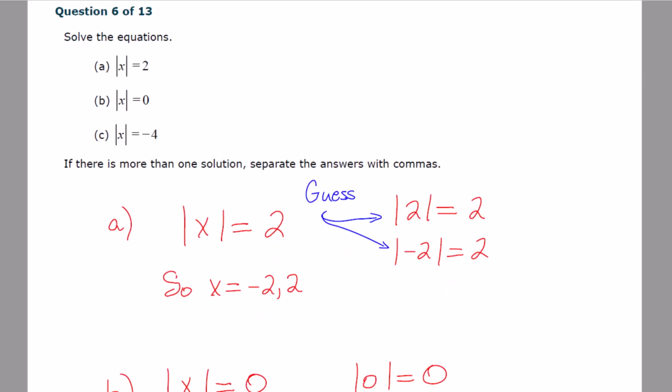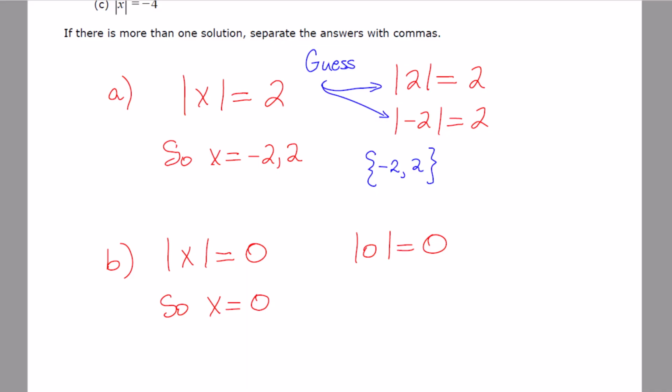All right, in question 6 here, they're giving me 3 absolute value problems. First one says it's equal to 2. All right, well, let's see. I'm just guessing. Absolute value of 2, yep, that is 2. And absolute value of minus 2, that's also 2. And so my answers are minus 2 and 2. Sometimes Alex wants you to put these in set brackets. So if it does, just write it inside the set brackets.